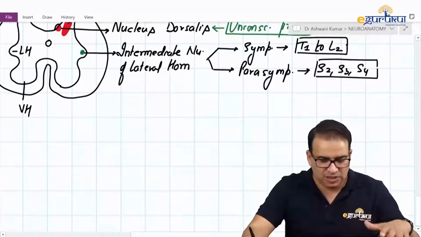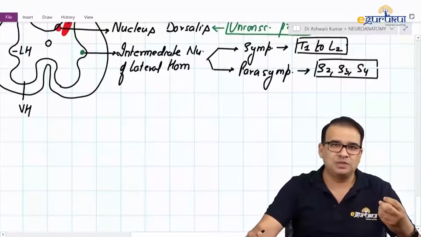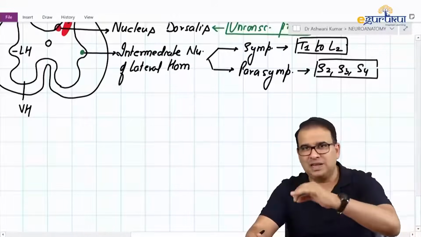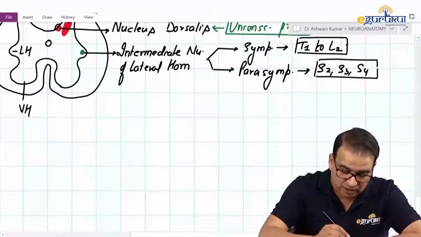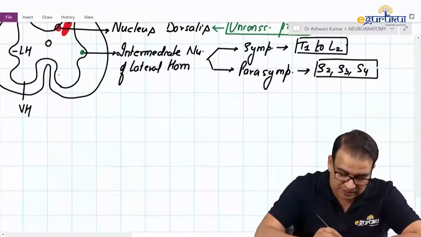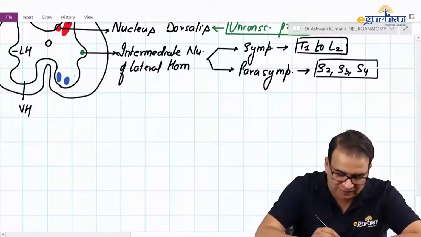And finally we come to the ventral horn nuclei, guys. Ventral horn is obviously motor, so whatever nuclei are present there will be giving rise to the lower motor neurons. Let's say these are all motor nuclei. So usually we have 3 motor nuclei.